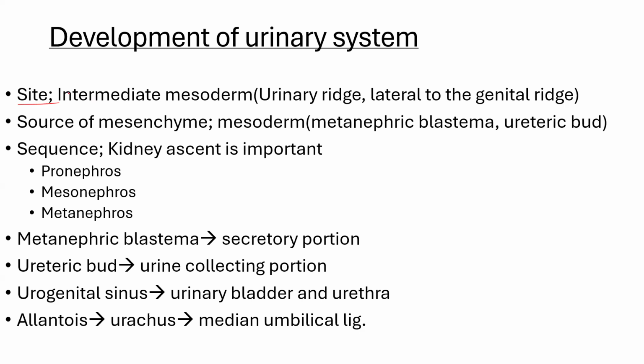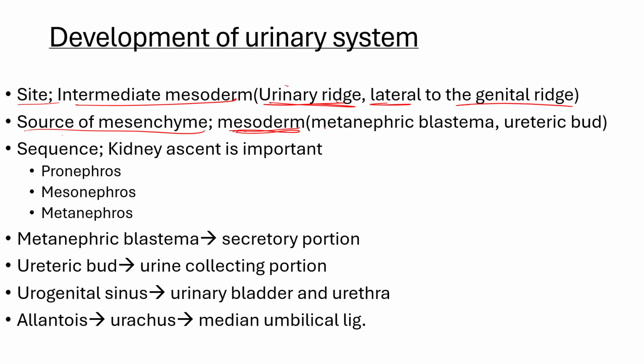What is the site? I'm sure you know this, intermediate mesoderm. Same case for the genital system. So from the urinary ridge, which is just lateral to the genital ridge, what is the source of mesenchyme? The mesoderm itself. Okay, so the site is the urinary ridge on the intermediate mesoderm. The source of mesenchyme is the mesoderm.